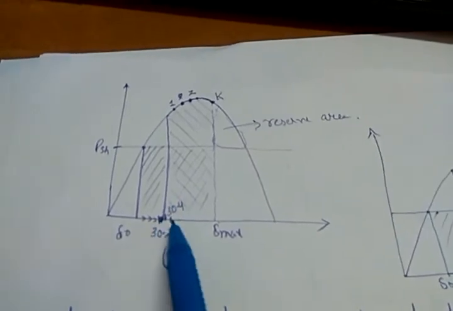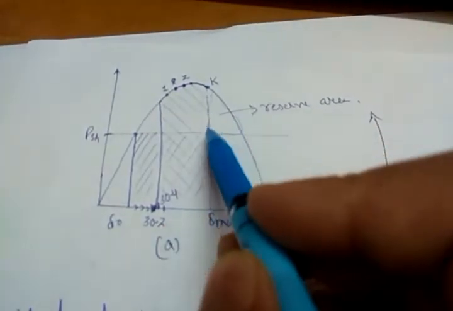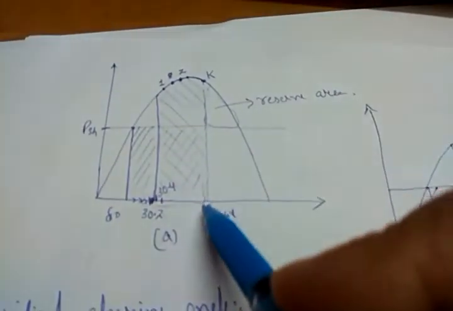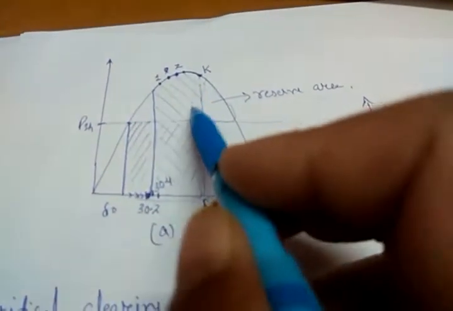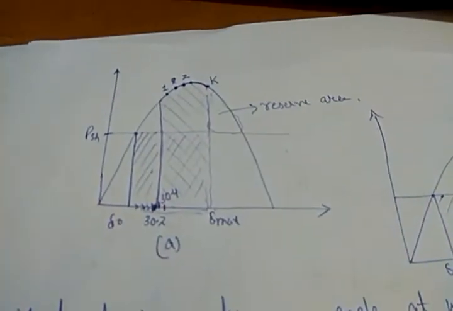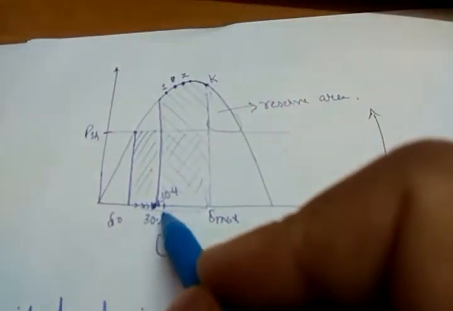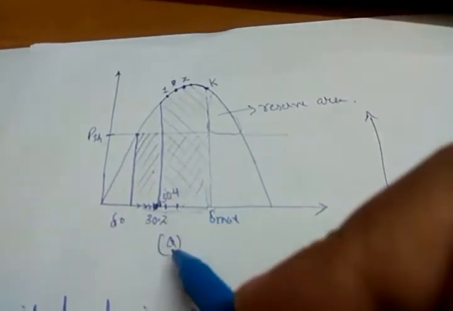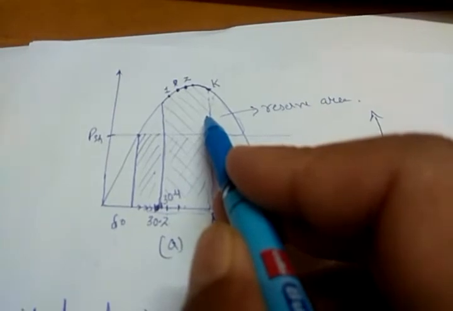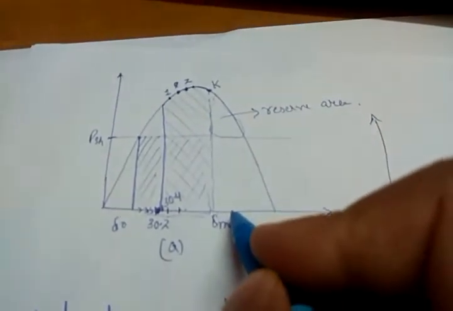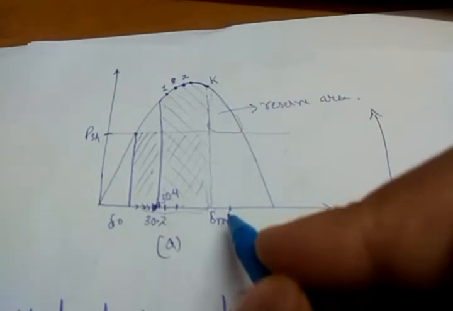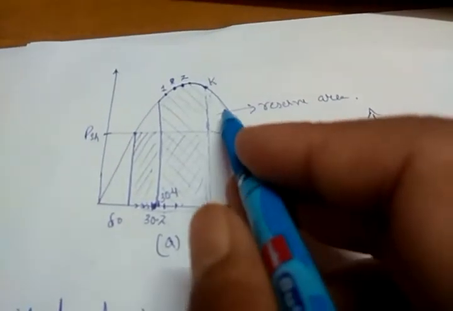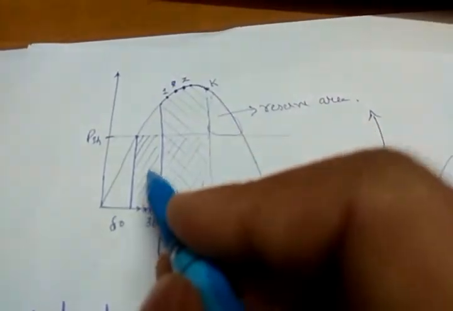Here you can see the electrical power is this and the mechanical or shaft power is this. Both the powers are equal, system is stable. If I increase the fault clearing angle, suppose I am clearing the fault at this point, what will happen to this electrical area? It will shift to this side, means delta max will shift somewhere here. If delta max shifts here, the reserve area will reduce, but still this area is equal to this area.